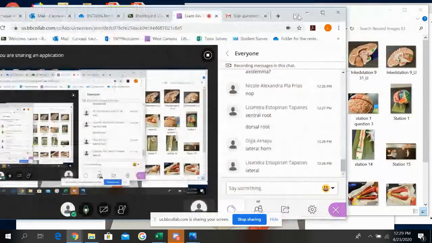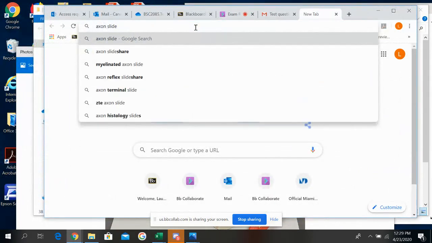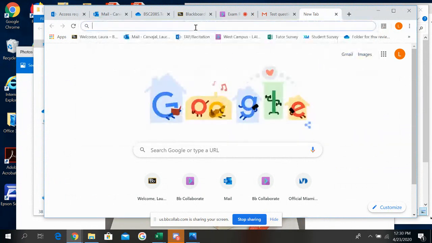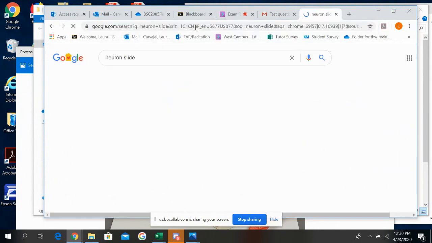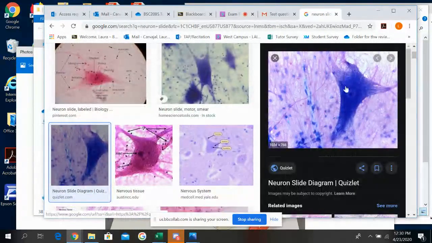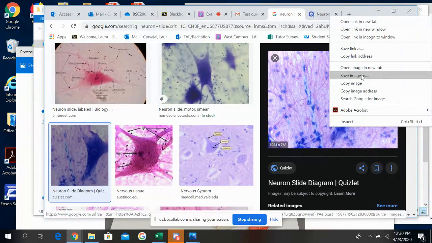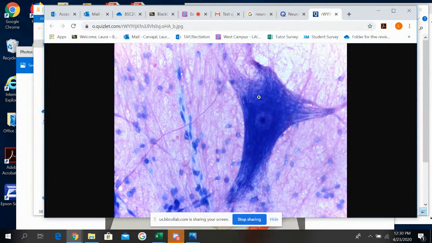So now let me show you a slide of what an axon looks like. Axon slide. No, not an axon. What are those called again? Neurons. Neuron slide. Sorry. I'm a little burnt out, as you can see. Boom. This right here, this is a beauty. No, I want the picture. How do I open the picture?